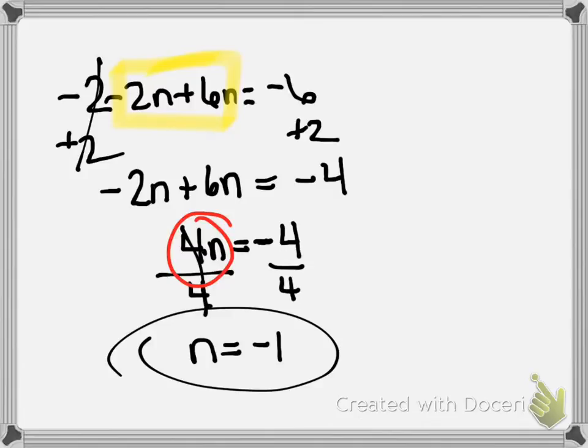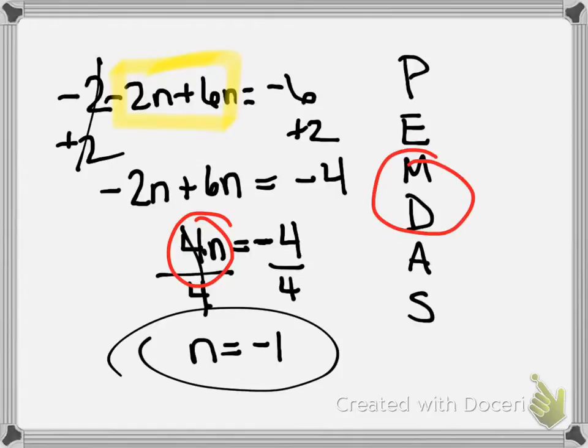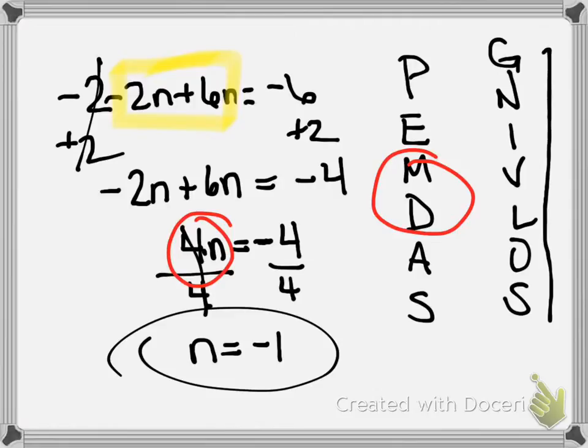So in PEMDAS, we did multiplication and division before we did addition and subtraction. Well, in solving, we're kind of undoing all those operations, and we're going to go in reverse. So usually we will do our addition and subtraction first, because we're kind of working backwards. We're undoing the things that have been done.